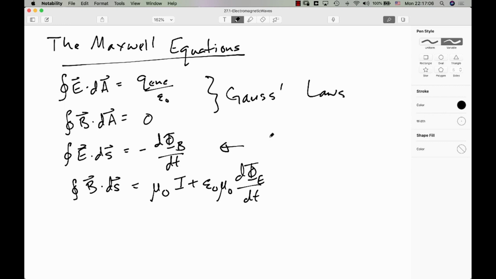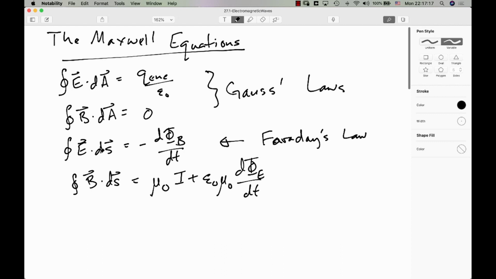We also have Faraday's law, which says that another way that we can make electric field lines is to have a time-varying magnetic flux. These electric field lines will be oriented like circles that close in on each other, so they don't start or stop on a charge. They just loop back on themselves.